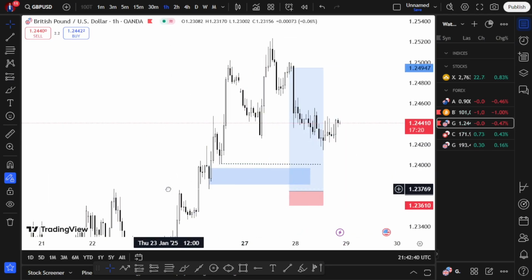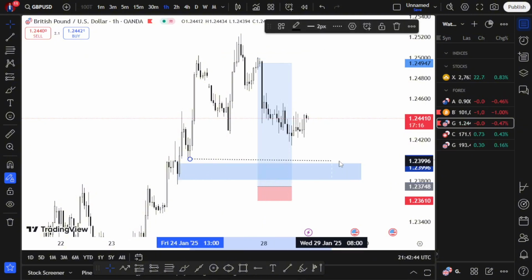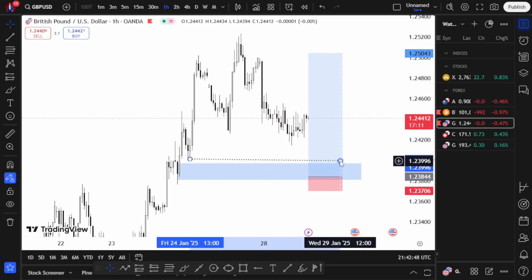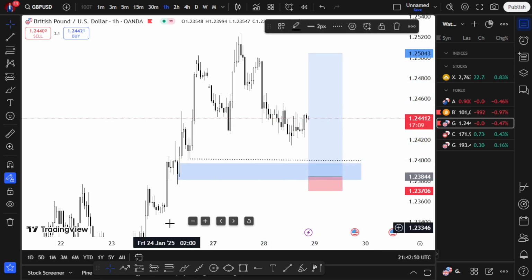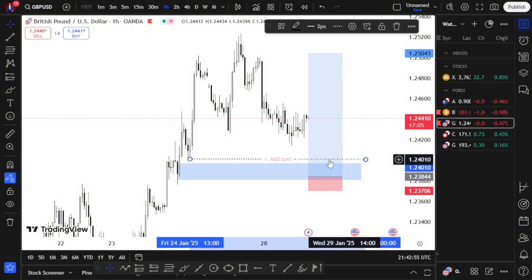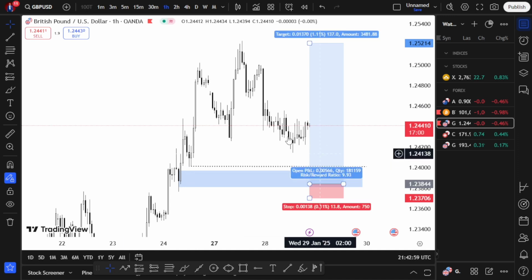I'm also waiting for GU to buy from here. I'm sure that GU is going to come here and sweep the liquidity resting below this area before actually pushing to the upside. So I'm just going to wait here.